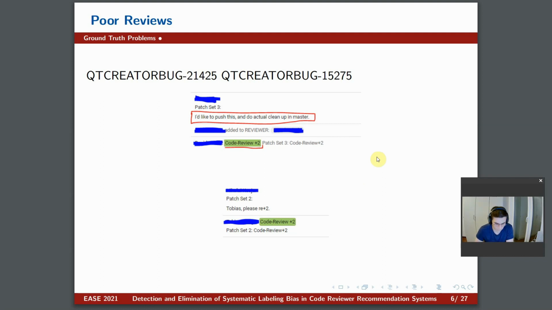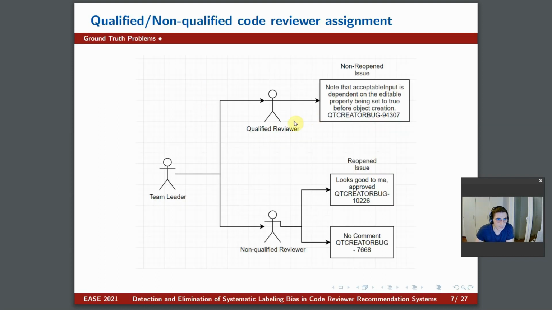Therefore the code reviewer is not a qualified one. And here is another example. A qualified reviewer gives an appropriate comment to the pull request, and here a non-qualified reviewer gives LGTM or no comment to the pull request, and these two pull requests are associated with a reopened issue. However, on the other hand, this pull request is associated with a non-reopened issue, which I will talk about later.